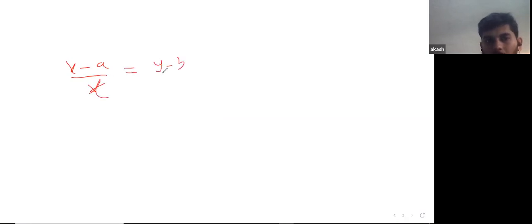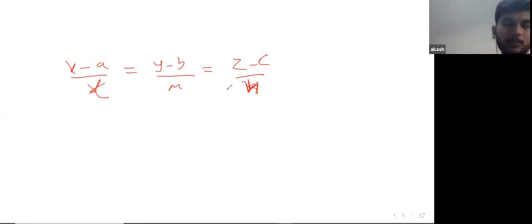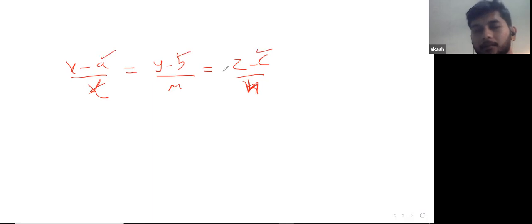This is the vector equation of a line. The Cartesian equation is x minus a upon l, equals y minus b upon m, equals z minus c upon n. These are called direction cosines, but there is no mention of them in your book, so I'll skip it. This is the point the line is passing through, and these are the direction ratios of the parallel vector, which you don't have to know. I'll just explain how to find this.